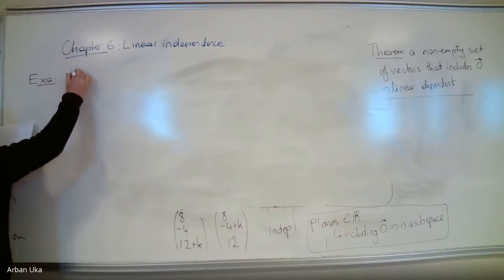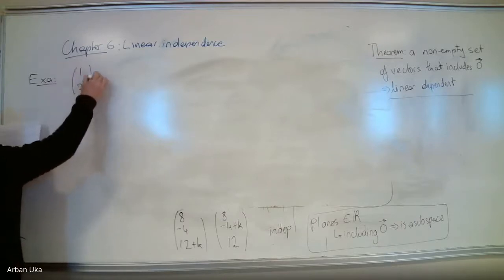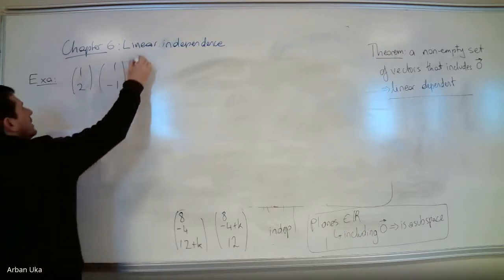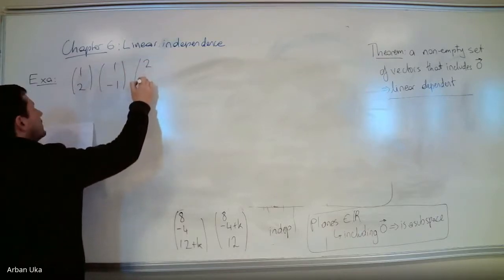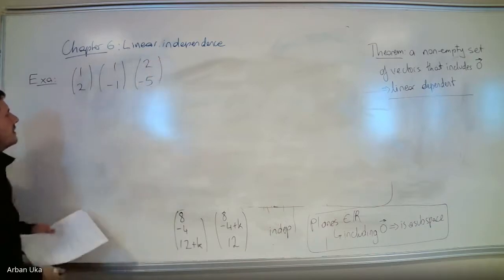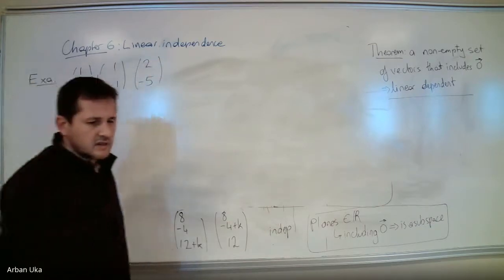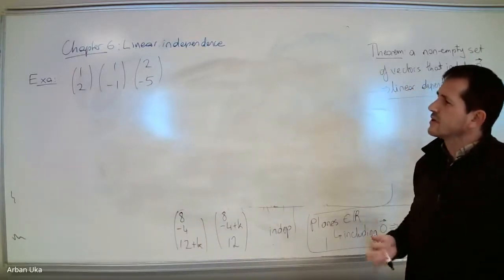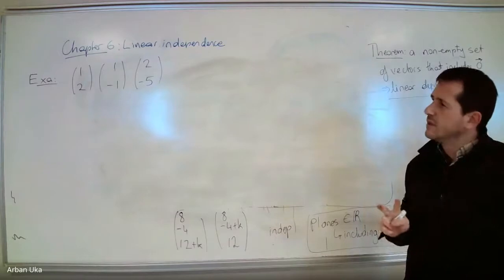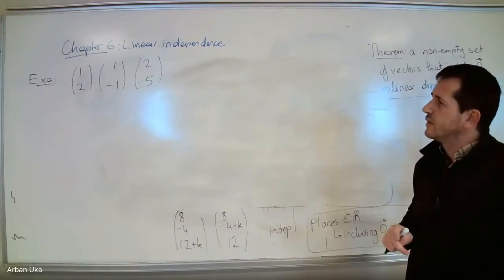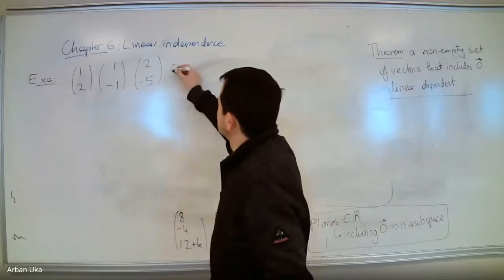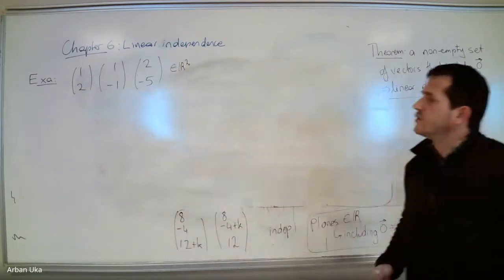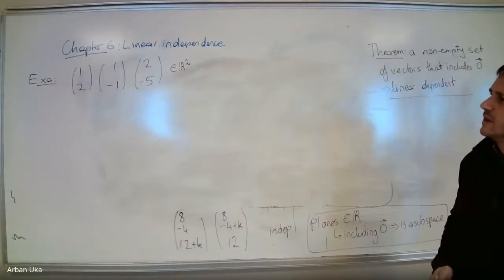For example, let's assume these three vectors: (1, 2), (1, -1), and (2, -5). So the question is, are these three vectors linearly dependent? We know this one very well so far. Since all of these are pairs of numbers, these are in R squared. So all of these are elements or vectors in R squared. But we have three of these. That means that these are linearly dependent.